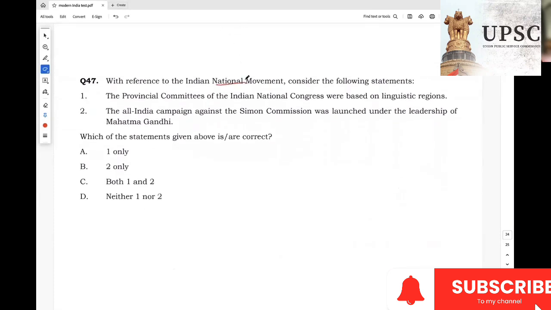With reference to the INM, Indian National Movement, consider the following statement. The Provincial Committees of the Indian National Congress were based on linguistic regions. Correct. Absolutely correct, without a doubt. That was something which was created during the non-cooperation movement.